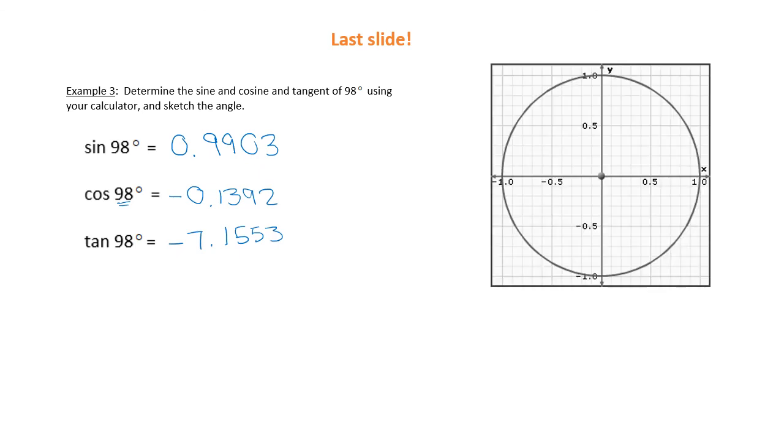So the question says determine the sine and cosine of 98 degrees using your calculator and sketch the angle. So let's sketch the angle right now, 98 degrees. We're first going to put on the initial arm here on the positive x-axis. There's your initial arm going across that way. And then measure 98 degrees with your protractor. And then press pause and then come back and take a look.